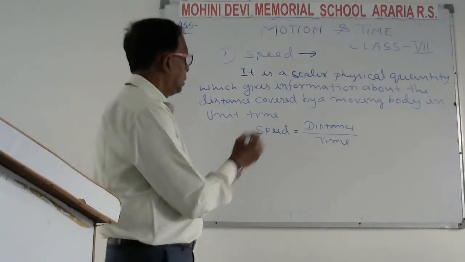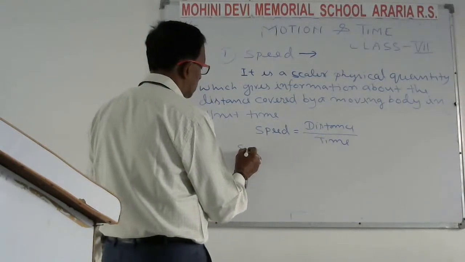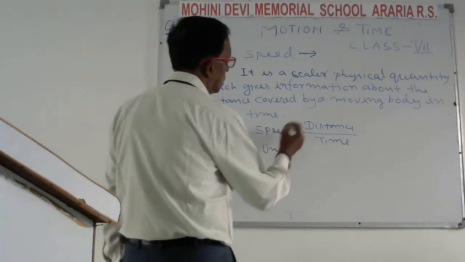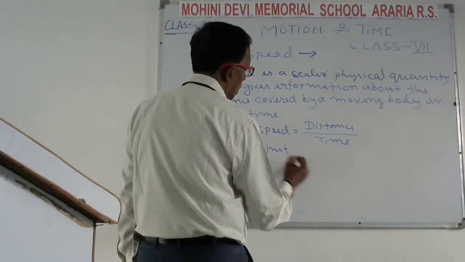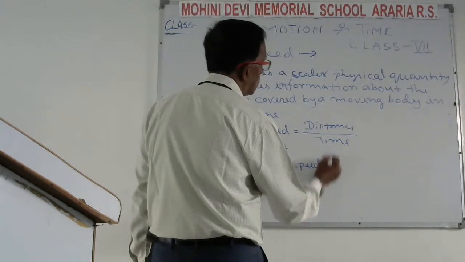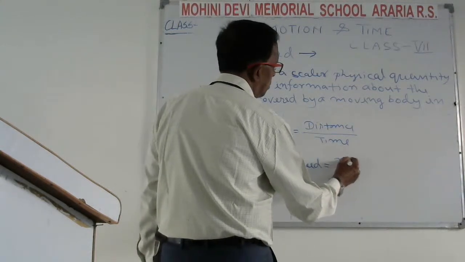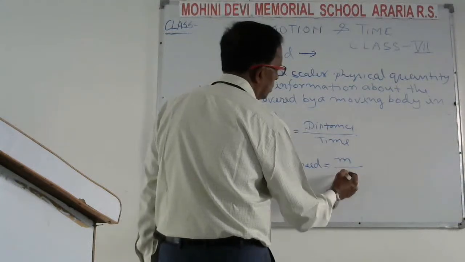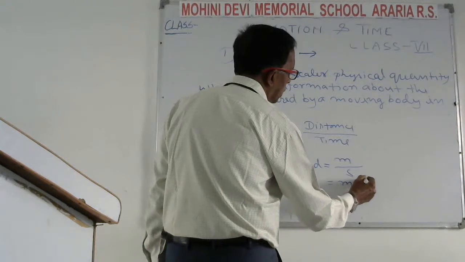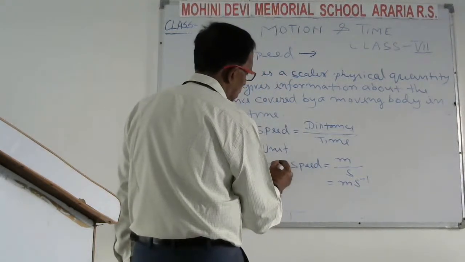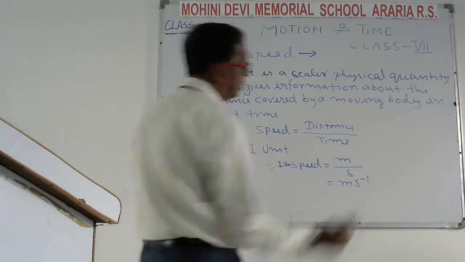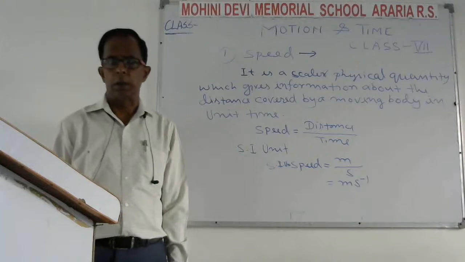And what is the SI unit of speed, my children? You will derive this SI unit very simply. If you want to derive the unit, what is the unit of distance? Meter. And what is the unit of time? Second. Meter per second is the SI unit of speed.